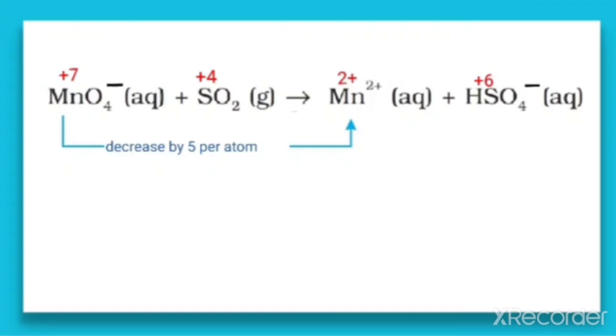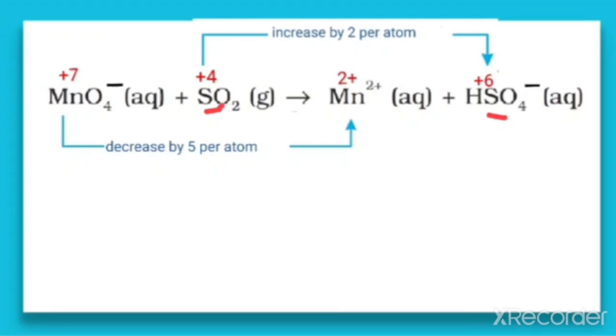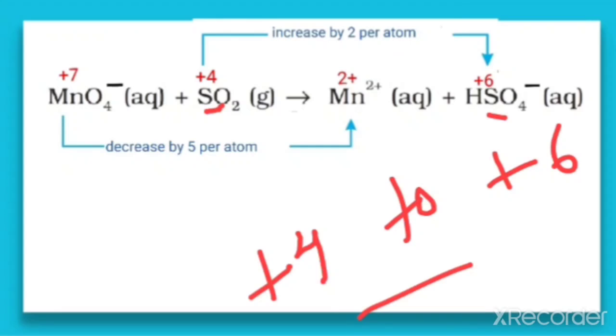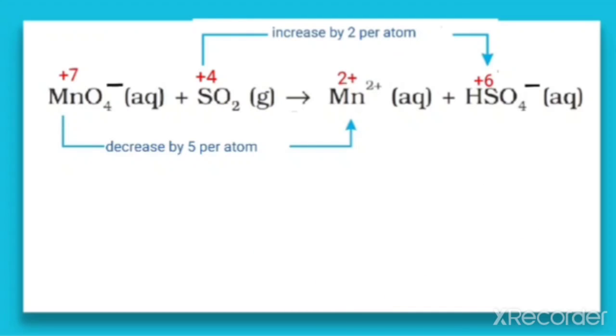Similarly we'll do it for sulfur also. From the reactant to the product side, there is an increase in the oxidation number by 2 per atom. Here also there is a single sulfur on each side. So per atom there is an increase of 2, because the oxidation number changes from +4 to +6. That is what we have written here: increased by 2 per atom.